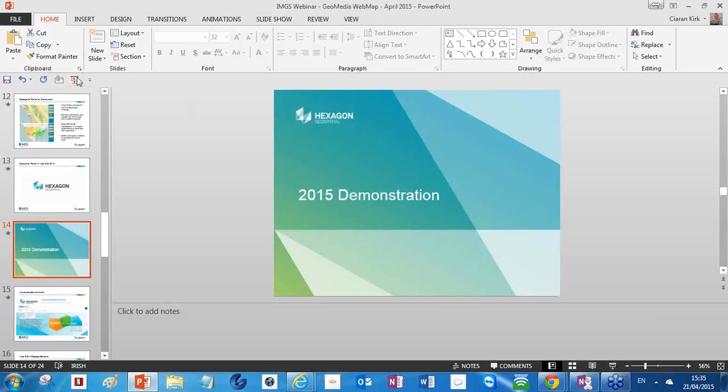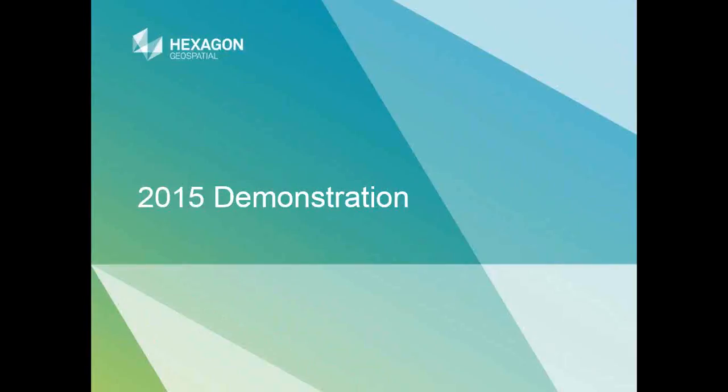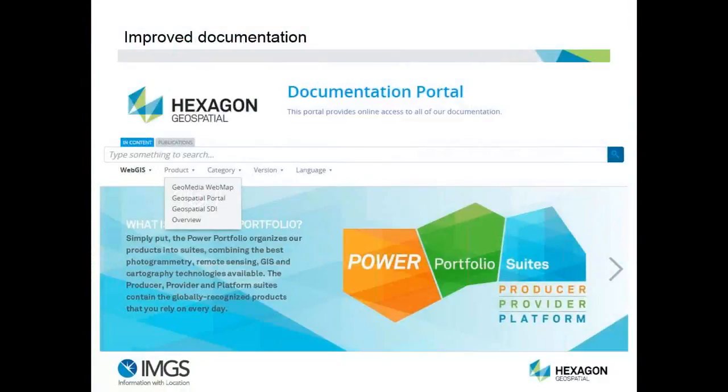All right, so that's the new features in 2015. If you are interested in seeing more about the web map or seeing some of all the other functions it is, we do have some older webinars online that you can look at. Another big thing this year is they have released a lot more documentation. So there is a documentation portal where if you go to the Hexagon website, you can get more information about the products, about support and how to use them and everything like that.